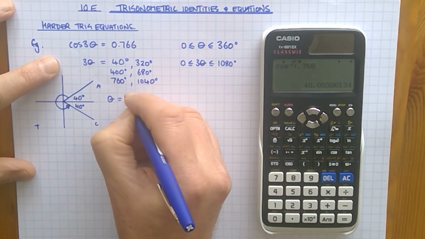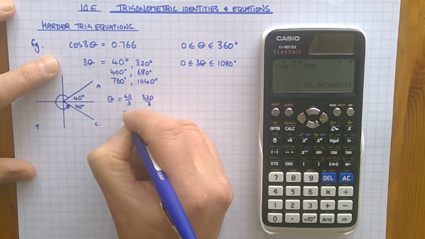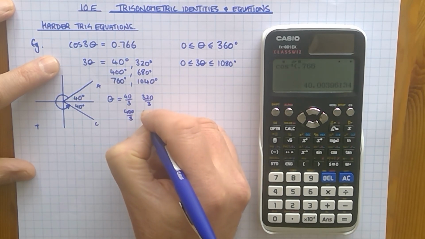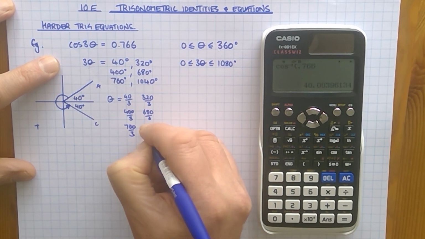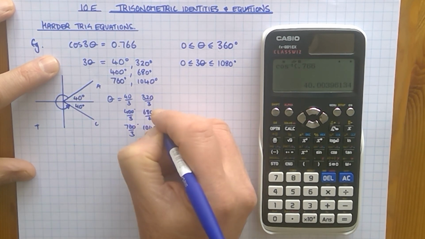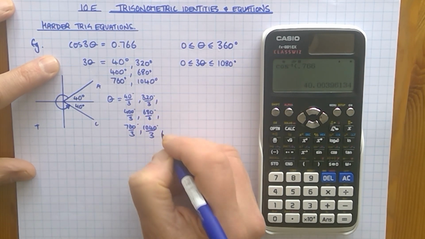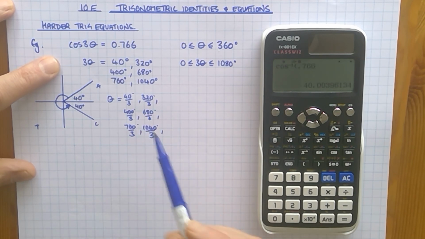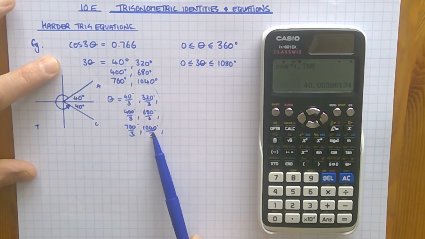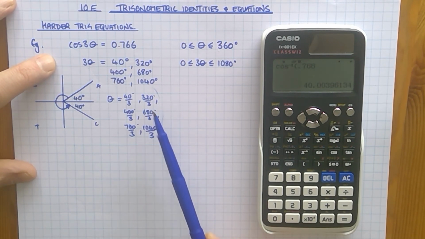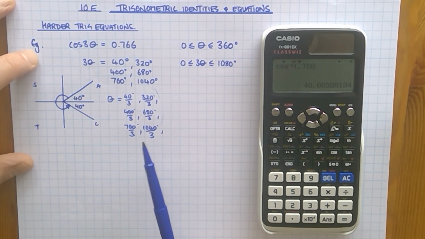So 40 over 3, 320 over 3, 400 over 3, 680 over 3, 760 over 3, and 1040 over 3. Those are our values. How you leave them is largely up to you, so long as they're simplified. Just looking at these, none of these simplify into a whole number. You can leave them as top heavy, leave them as decimals, or leave them as a mixed fraction. Entirely up to you.